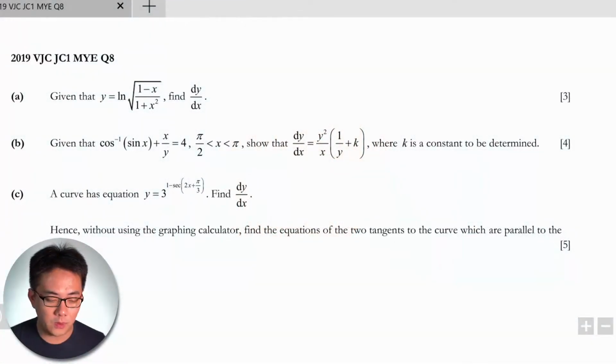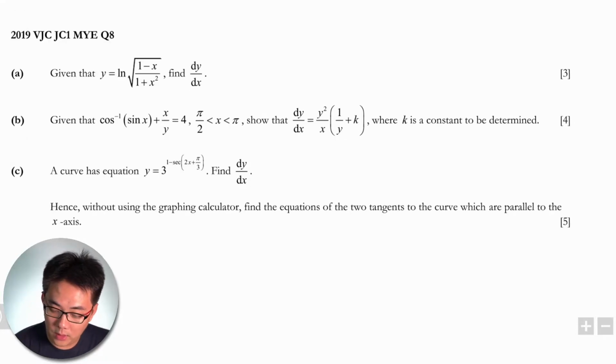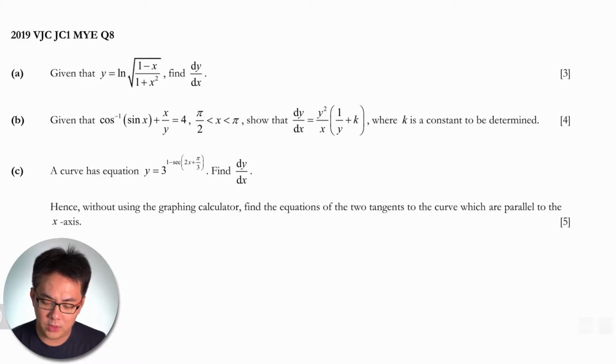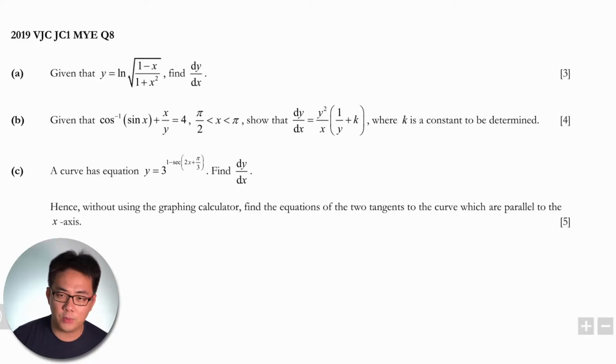Hi students, let's look at this question, which is taken from the 2019 VJC JC1 Mid-Year Exam, question 8. This is a question on application of differentiation, I believe. So the first part is pretty okay.